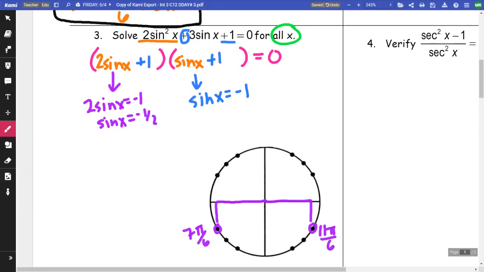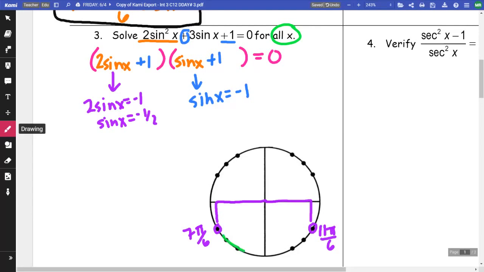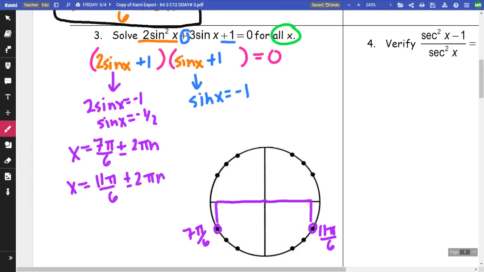And you can see that the distance between these is not the same in both directions. The distance from here to here is a lot shorter than here to here. So I'm going to have to write them out separately. I can't write one in terms of the other. So for this, it's going to be 7 pi/6 plus or minus 2 pi n and 11 pi/6 plus or minus 2 pi n. So those are the answers that would get the first parenthesis to 0.